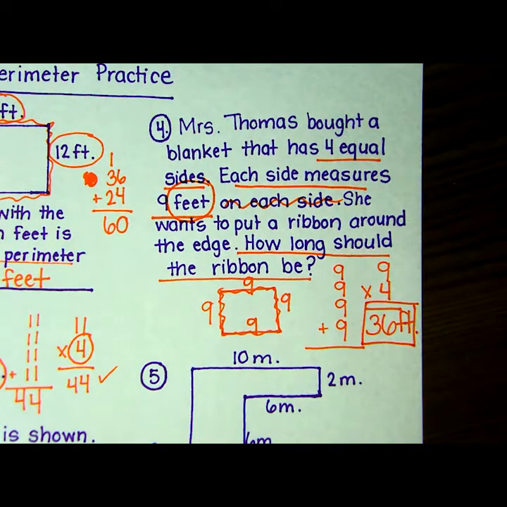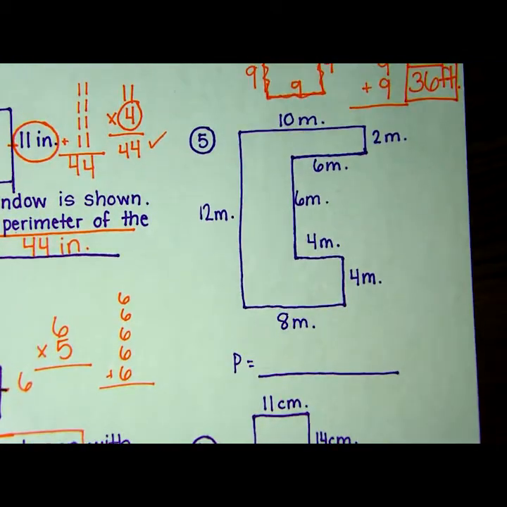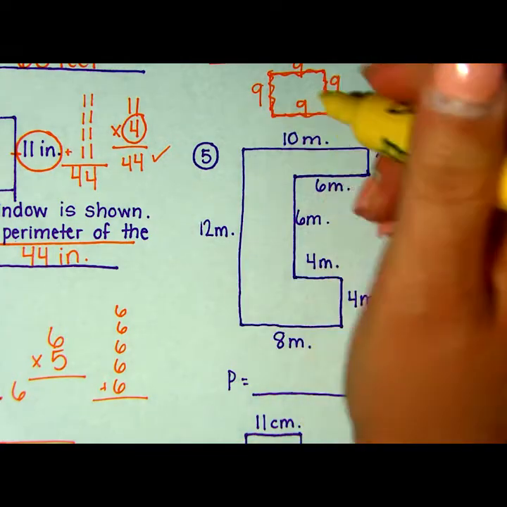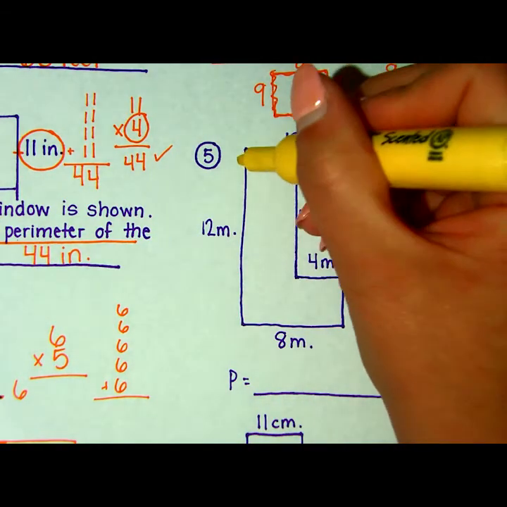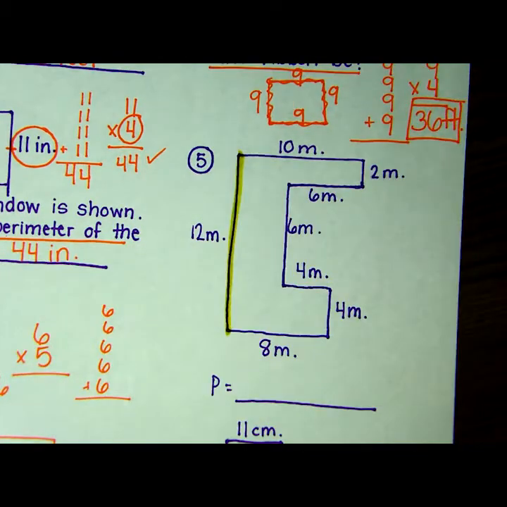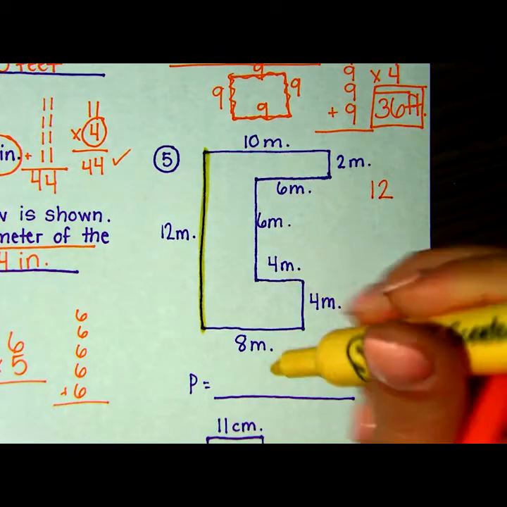Number 5. Ooh, this looks fun. I have to find the perimeter of this entire figure. Well, I know that perimeter means I'm going to add up all sides. So this figure has more than 4 sides. So I am going to start right here. 12. So first I'm going to put 12, and I'm just going to trace this figure along.